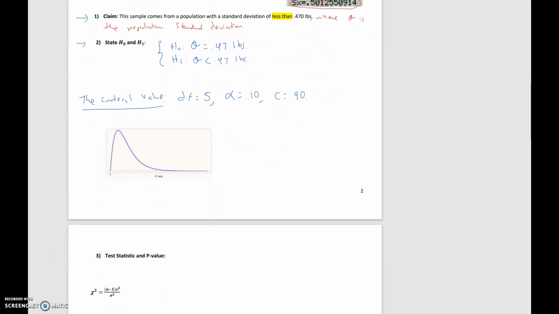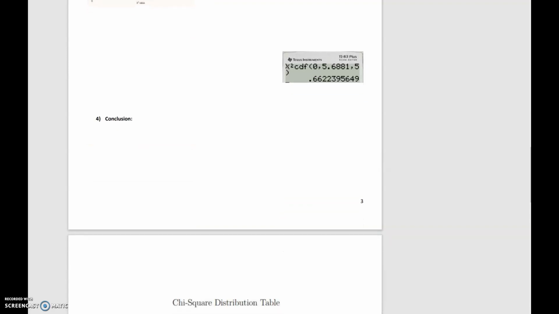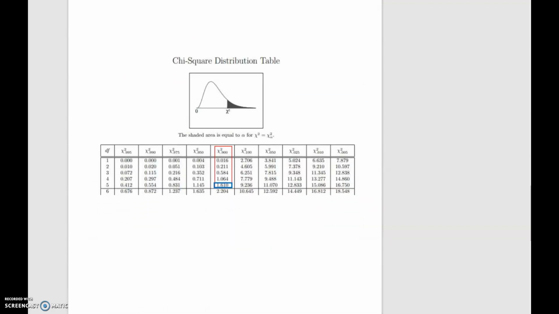So if we look at the critical region, we're going to be looking at a specific critical value that's going to be in this area. And this area here is going to be 0.10, and this area here is equal to 0.90. So we're looking for a critical value that has 5 degrees of freedom and 0.90 to the right. I actually have it here.